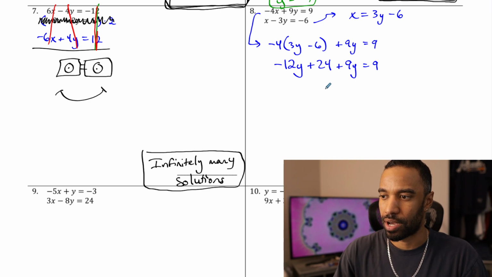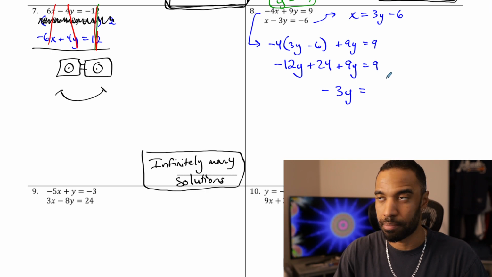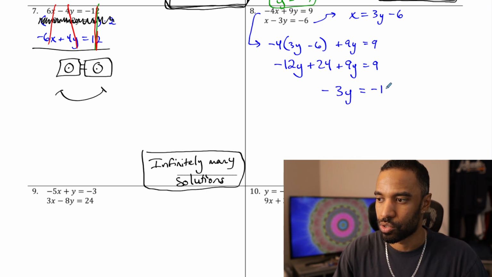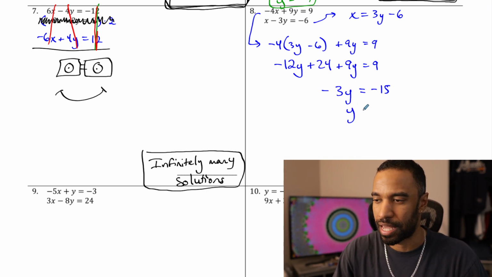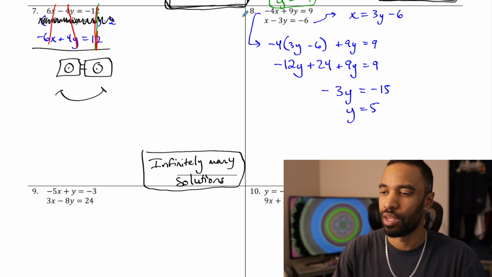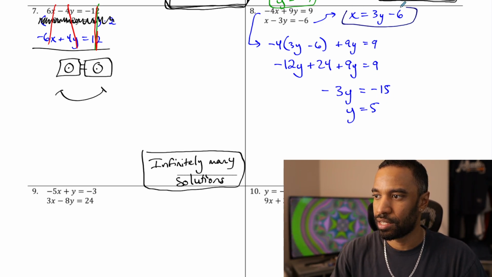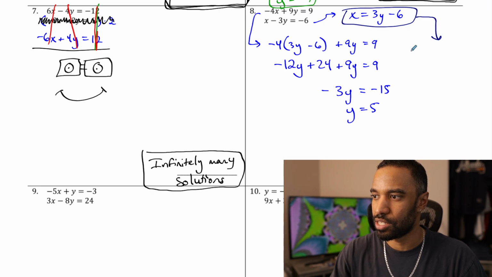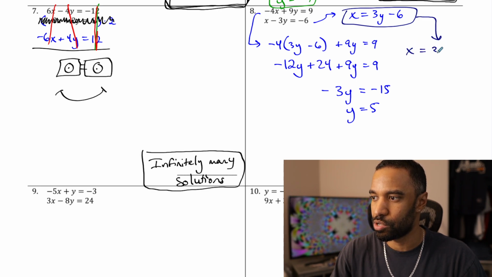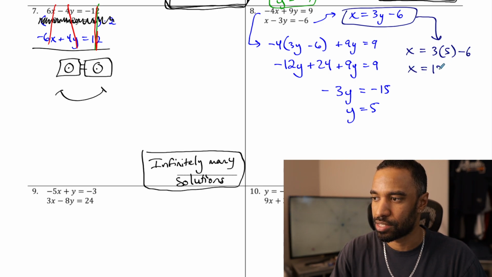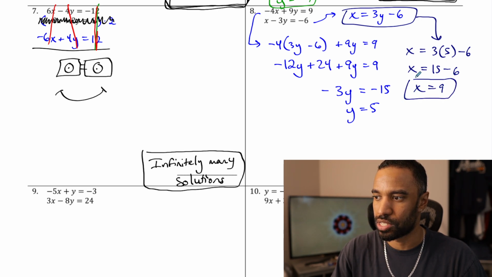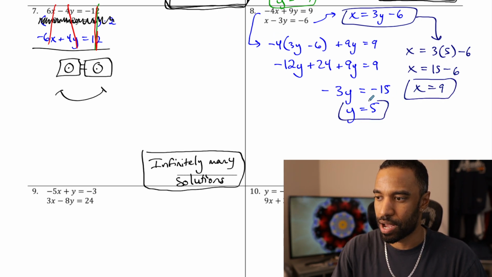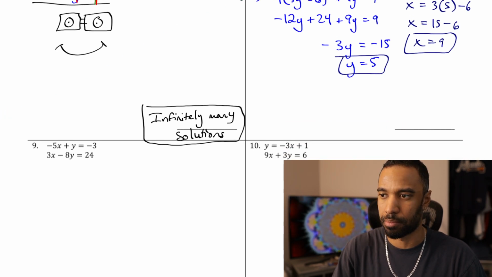Negative 12y plus 9y is negative 3y. If I subtract 24 over to the other side, 9 minus 24 is negative 15. So negative 3y is negative 15. Divide by negative 3, I get y equals 5. If I now take 5 and substitute it into this equation where x is, I'll get x equals 3 times 5 minus 6. So that's 15 minus 6, which is 9. So I'm going to get the final solution set. That's 9 for x and 5 for y. That's 9 comma 5.